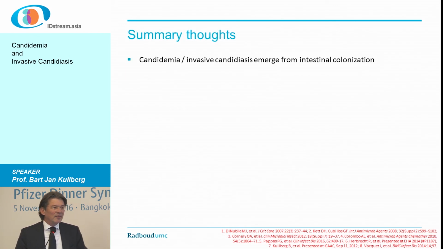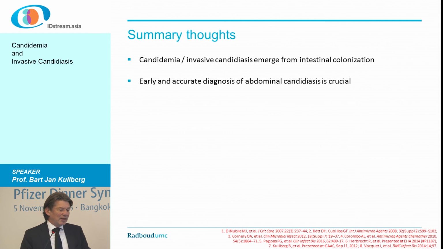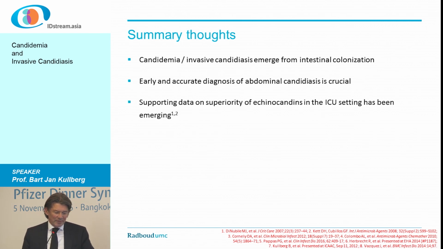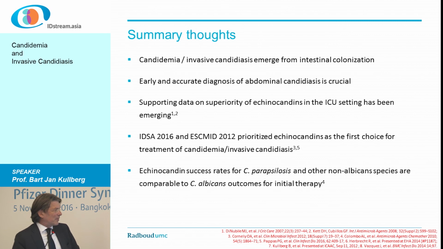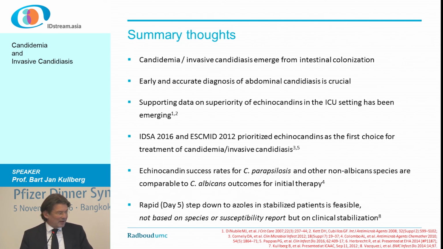So in summary, we've seen that intestinal colonization is the source of most candidemias, so that should direct our diagnostics and our empirical therapy. Early and accurate diagnosis is crucial also for abdominal candidiasis. We have seen that echinocandins are superior in most patients, especially in the ICU, and that's why they have now been prioritized as the first choice. Success rates for Candida parapsilosis are reasonable, so this wouldn't preclude my first choice of an echinocandin, and a rapid step down is feasible in patients who have stabilized and whose follow-up cultures seem to remain negative.